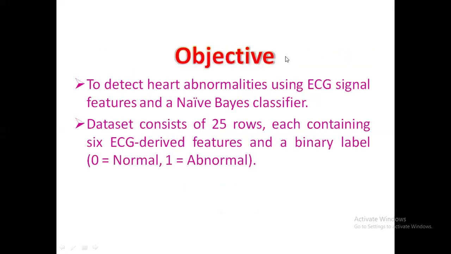First, the main objective of this presentation is to detect abnormalities using ECG signal features and a naive-Bayes classifier. Here we are using 20 data sets, that is 25 rows of data, each containing ECG based features and binary labels. 0 is for normal and 1 is for abnormal cases. We'll see one by one.